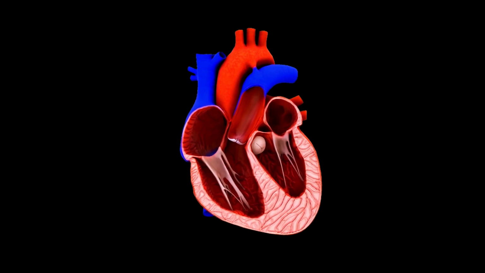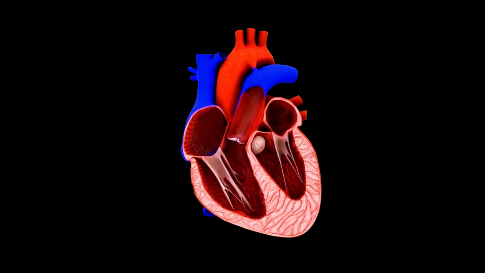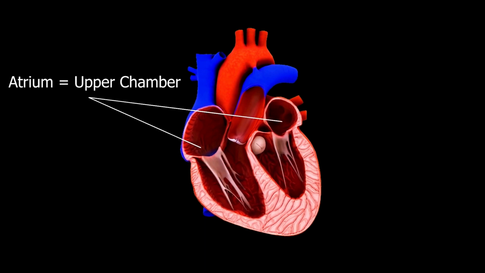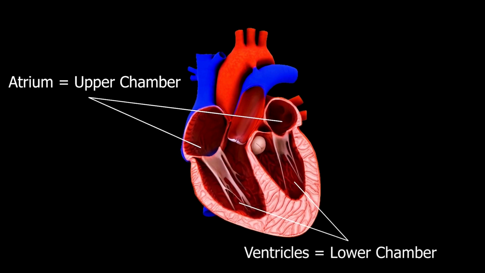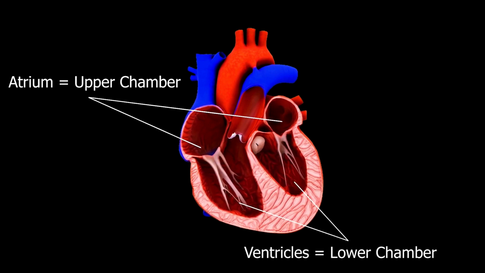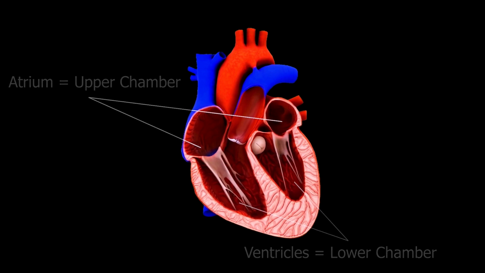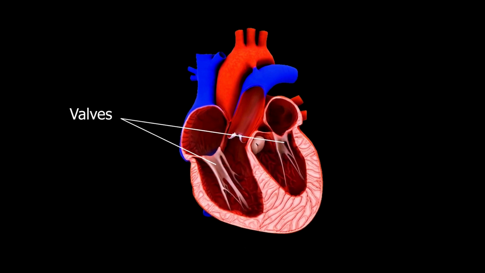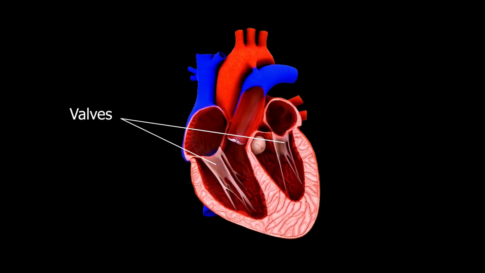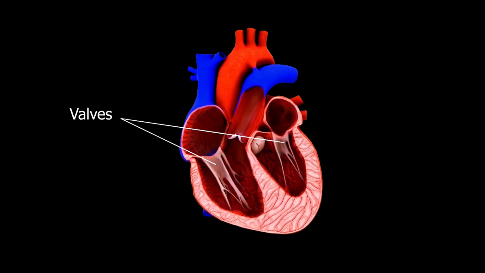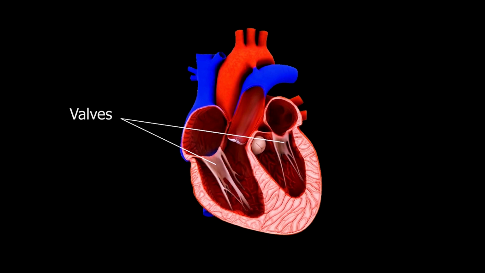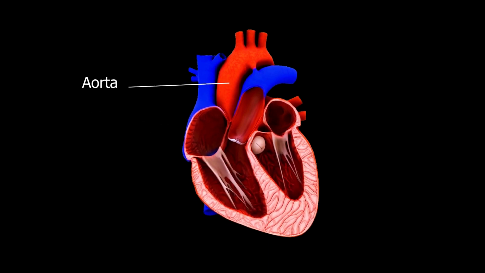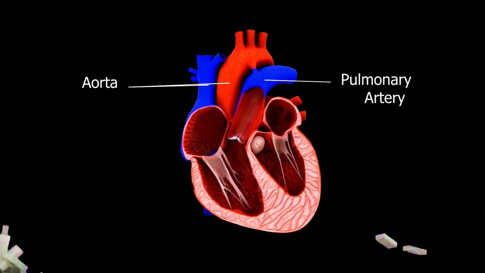Each pump has 2 chambers, the upper and the lower chambers. The upper chamber is the atrium that receives blood coming from the veins. The lower chamber is the ventricle that forces the blood out into the arteries. There is a valve between each atrium and ventricle to prevent the blood from flowing backwards. The valves are like one-way doors that keep the blood moving only in one direction. Valves control movement of the blood into the heart and out to the aorta and the pulmonary artery.